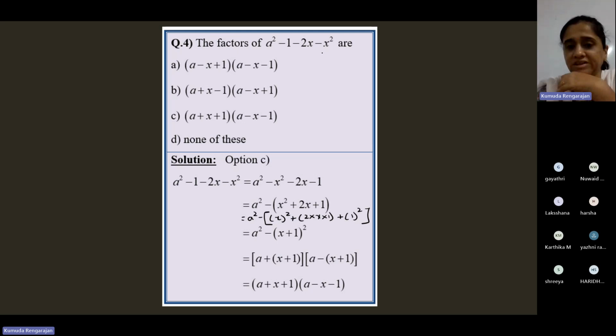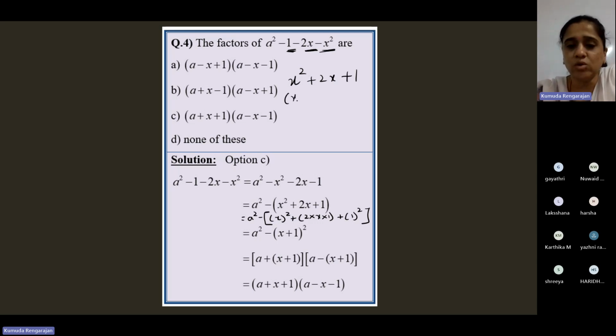So when you look at this expression, you can see x squared, 2x and 1. Initially don't consider the signs. Just look at the terms: x squared, 2x and 1. Now we know that x squared plus 2x plus 1 is a perfect square. Why? I said don't consider the signs first. Just look at the terms.